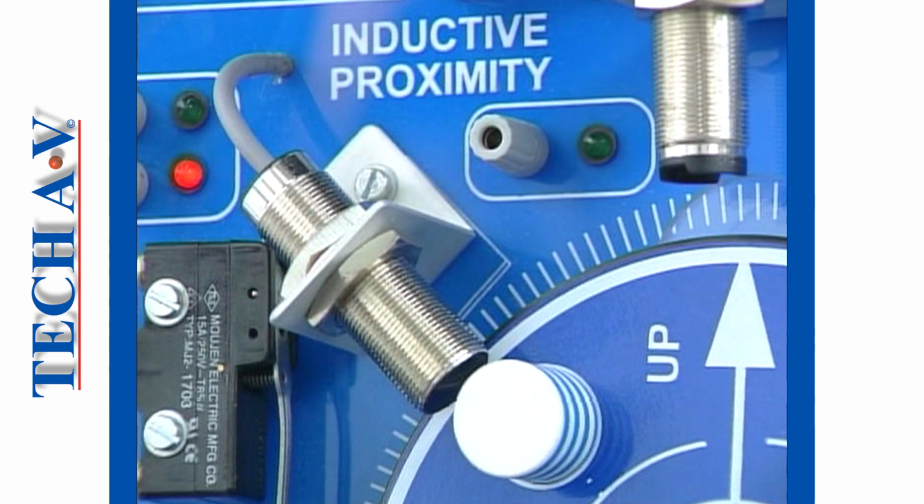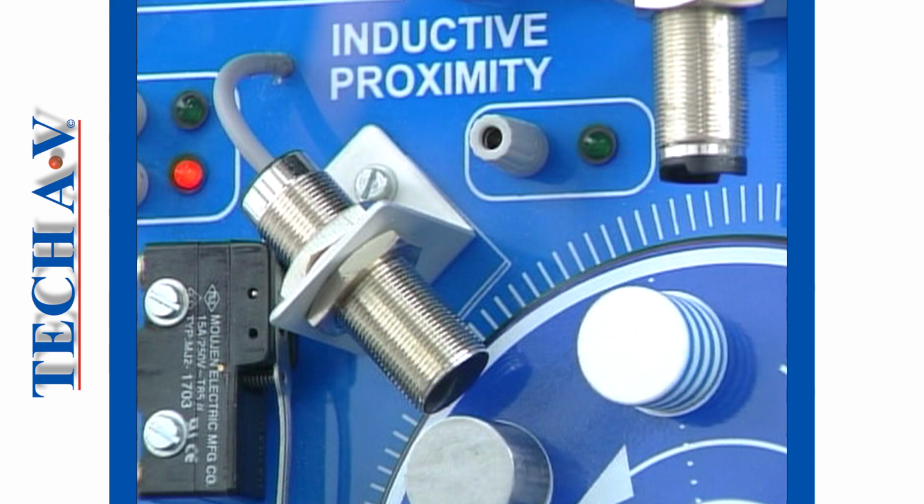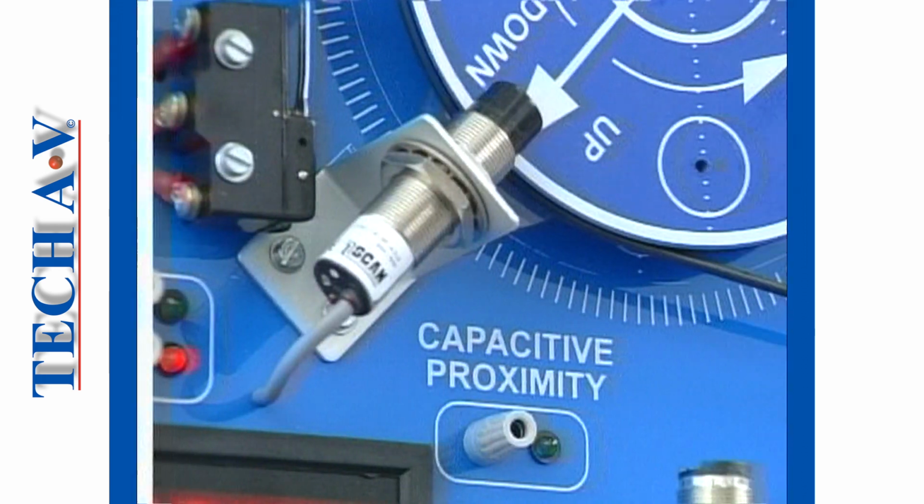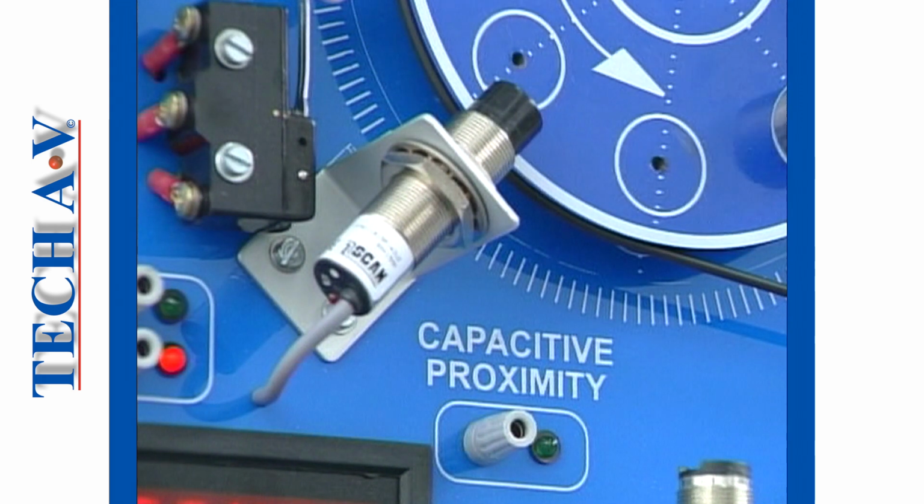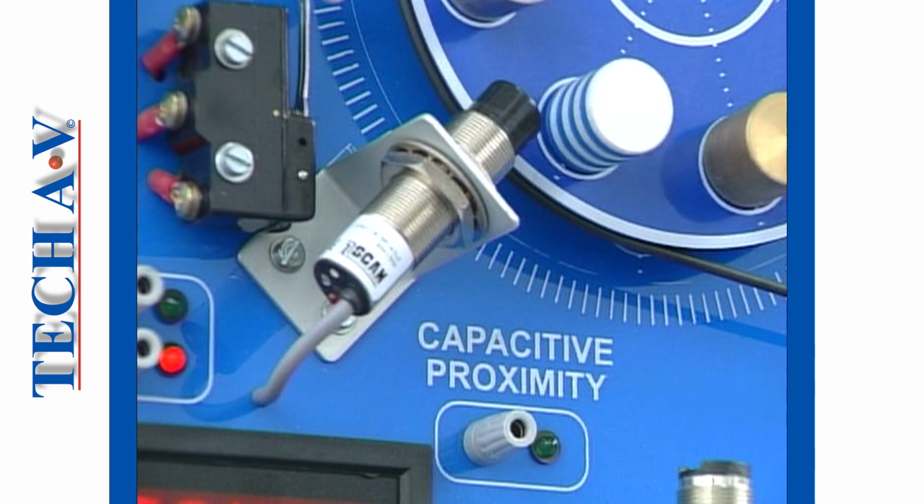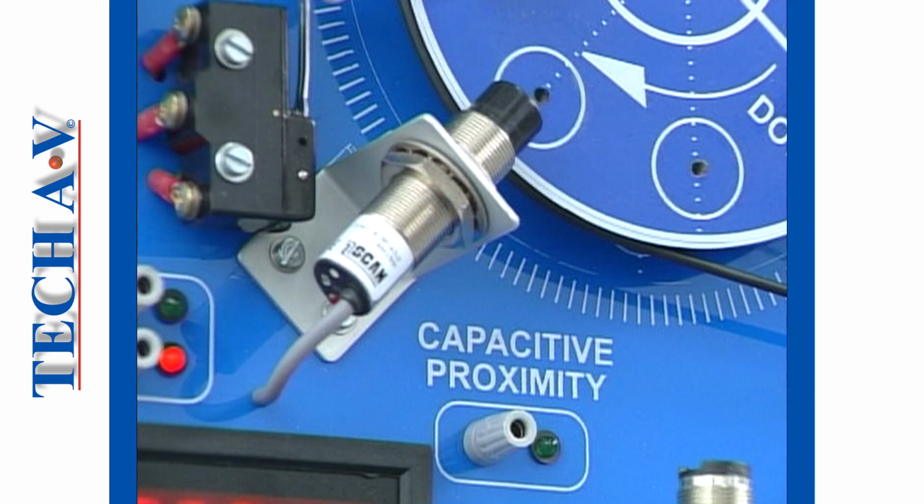To detect the presence of metal, an inductive proximity switch is used, sending an on-off signal to the logic. There are many other types of proximity sensors, like this capacitive type, which will send its on-off signal to the logic when any object passes within its sensing area.